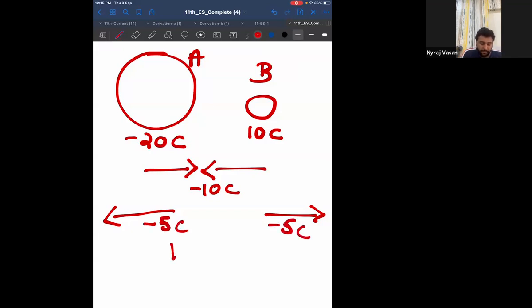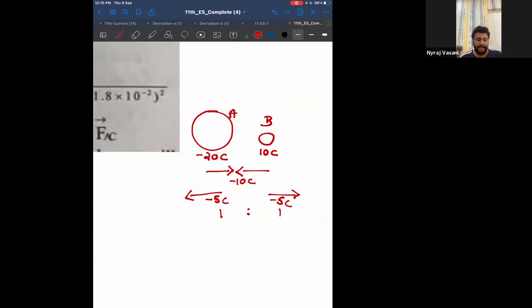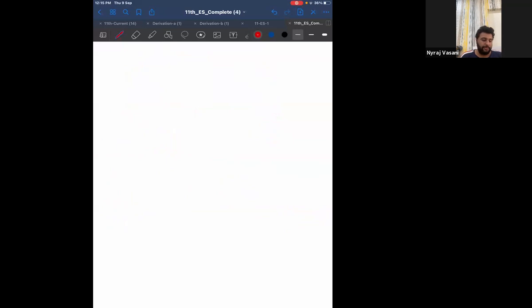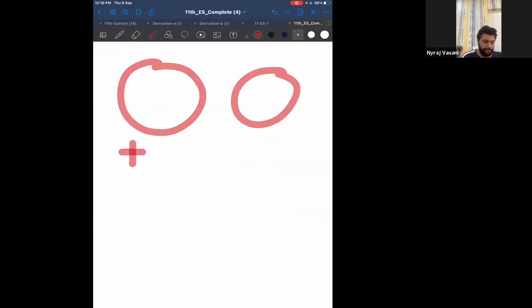Again, if you notice, both will get charge in the ratio 1:1. It doesn't matter what their radius is, they will get equal charge. But for that, they should first come in contact and then be separated. With that, I will do one more problem and then I'll take you to the MCQ. Now look at this. First sphere, second sphere, plus 30, minus 40.